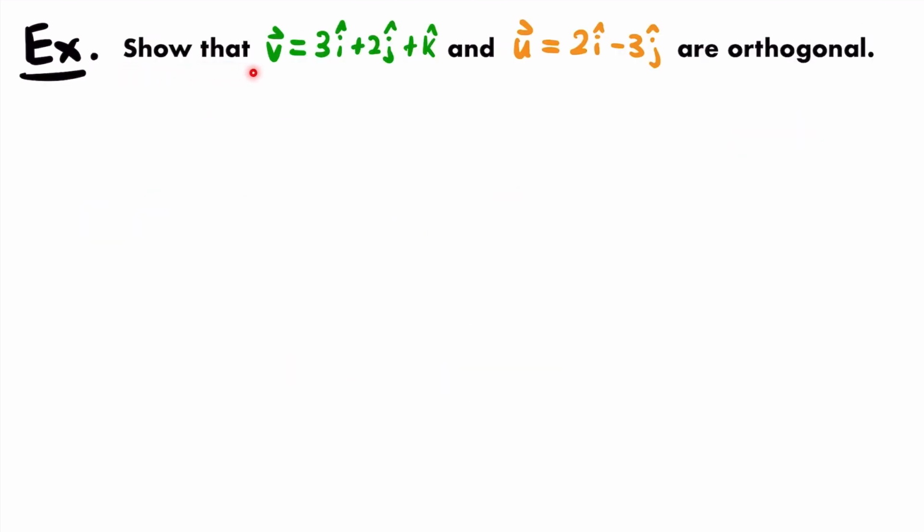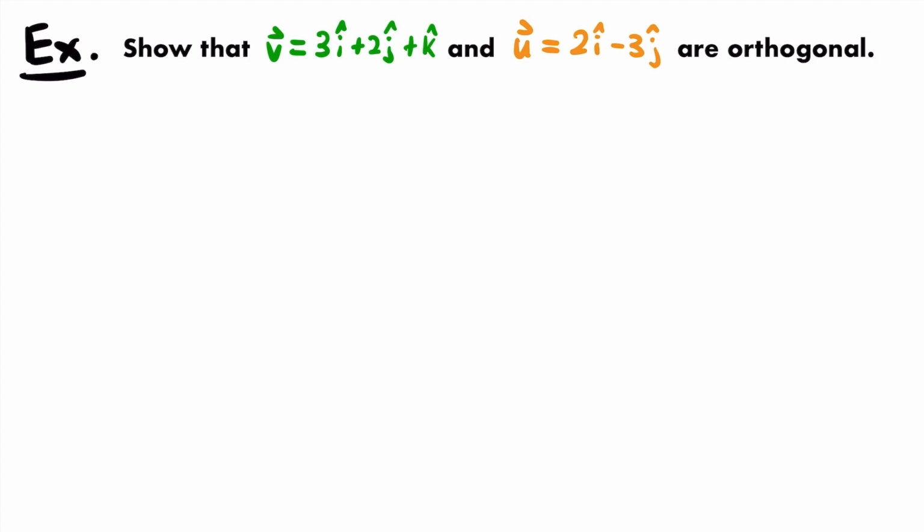Next up, we want to show that vector v and vector u are orthogonal, where vector v is equal to 3i plus 2j plus k, and vector u is equal to 2i minus 3j. Now, what does it mean for two vectors to be orthogonal, right? What does that word mean? Well, in Calculus 3, the word orthogonal is just a fancier way of saying perpendicular. All right, so if you're asked to show that two vectors are orthogonal, what you're really being asked to do is show that the two vectors are perpendicular, that they meet at a 90-degree angle.